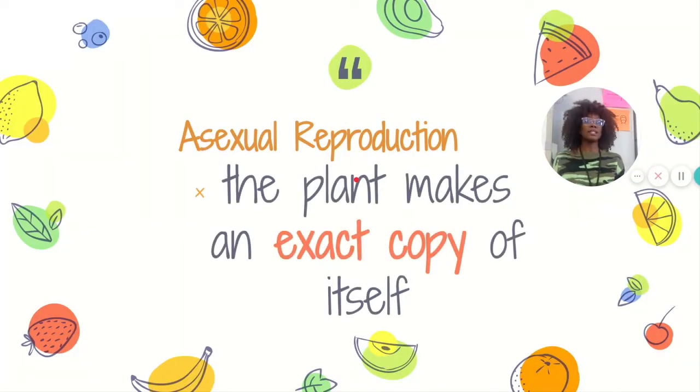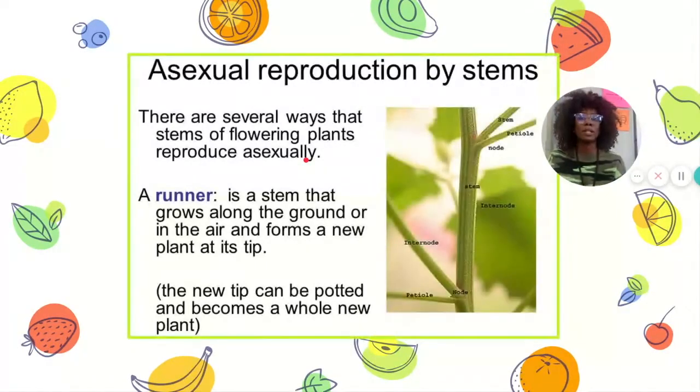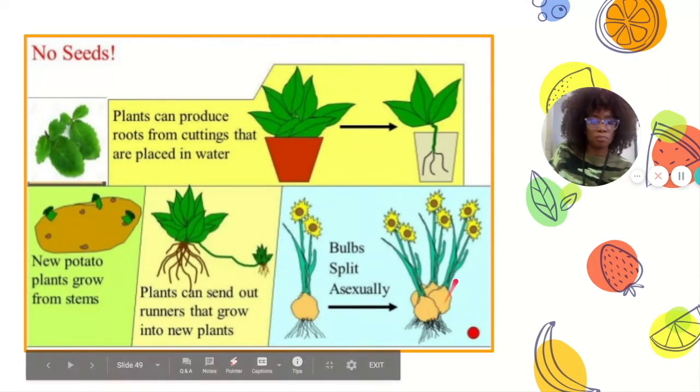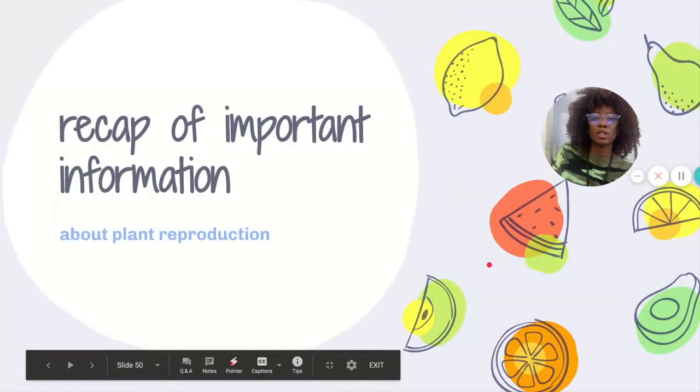Then you have what's called asexual reproduction, where the plant makes an exact copy of itself. Some plants do this, some plants don't. There are things called runners. If you've ever seen people cut up onions and put them into a flower pot and the onions begin to grow, that's a runner. Or if you've ever seen a potato that starts to grow little pieces off of it, budding, right? There are all these little things that are asexual reproduction.